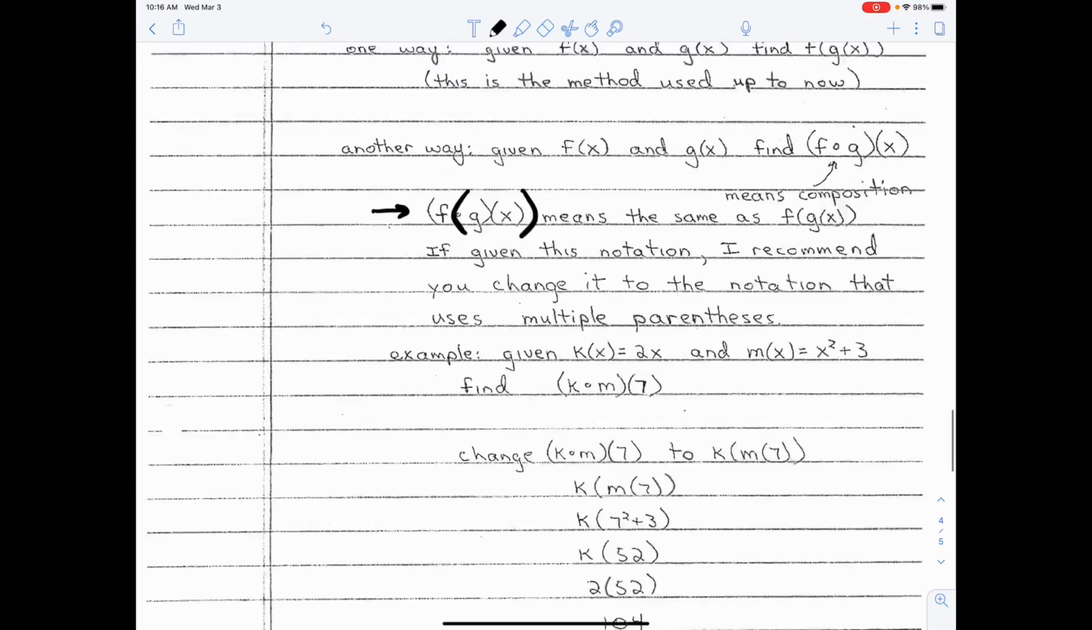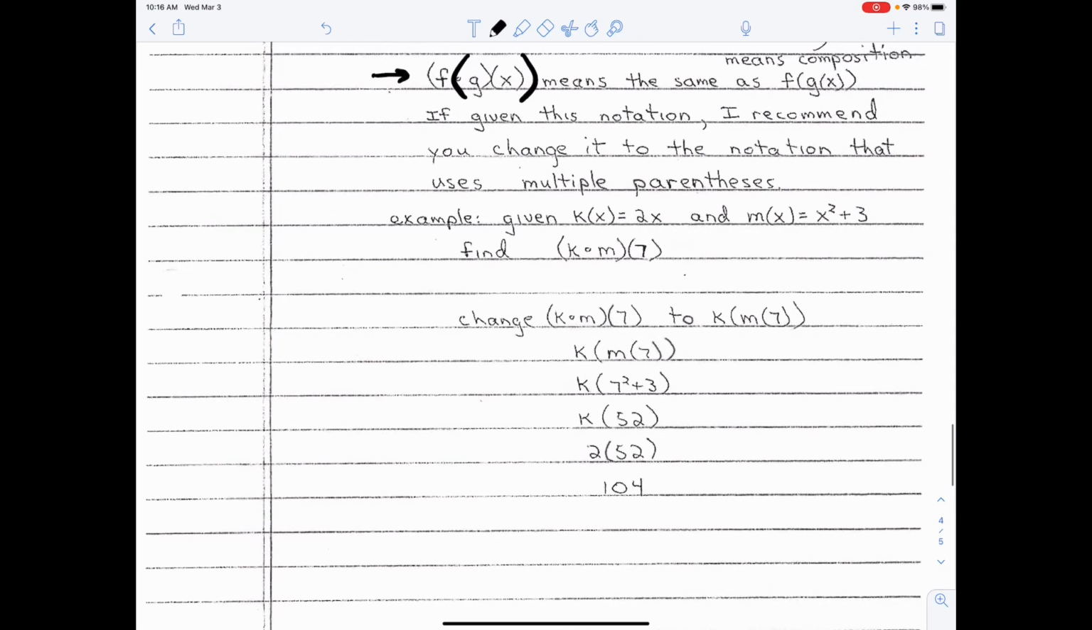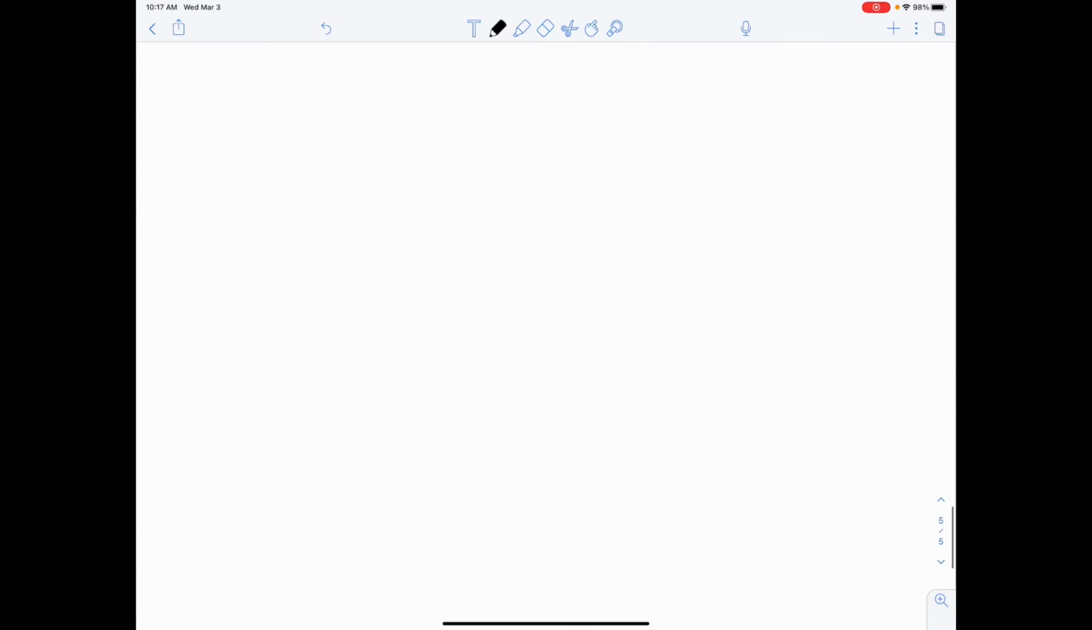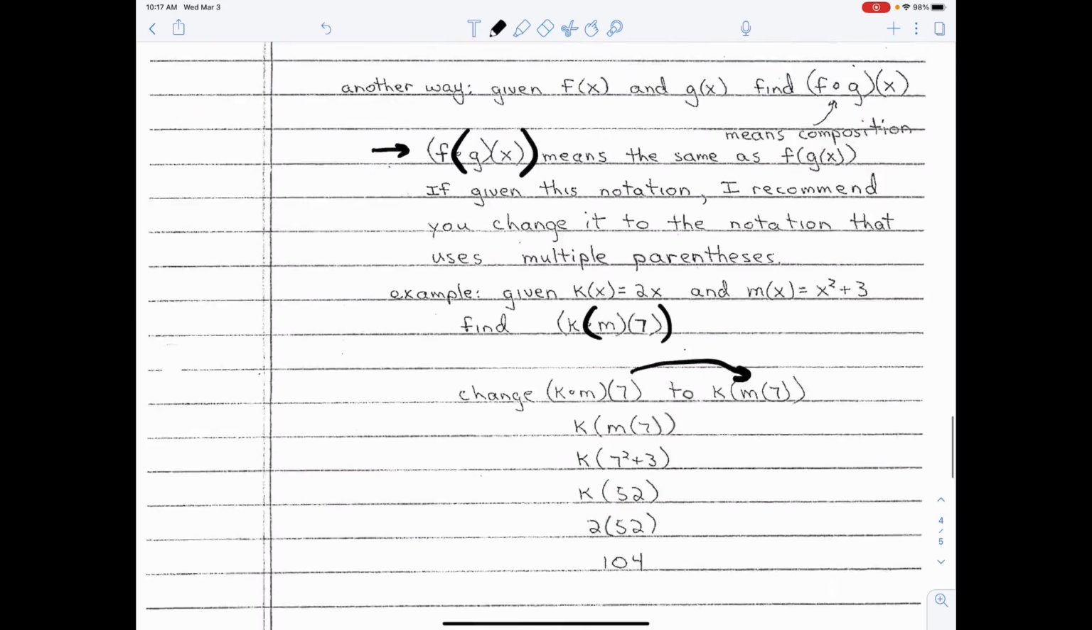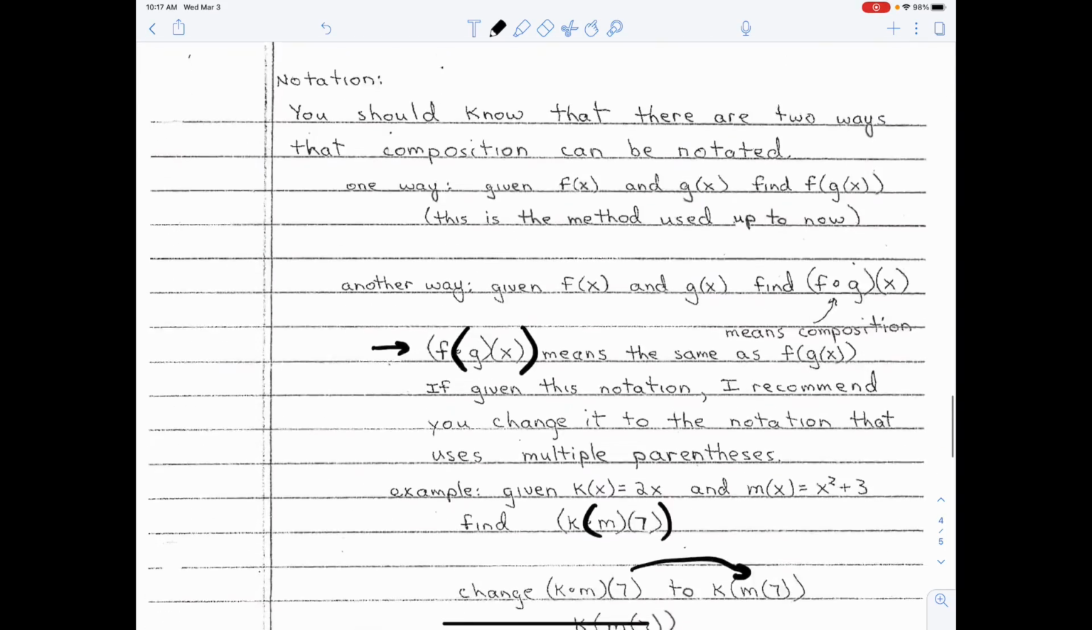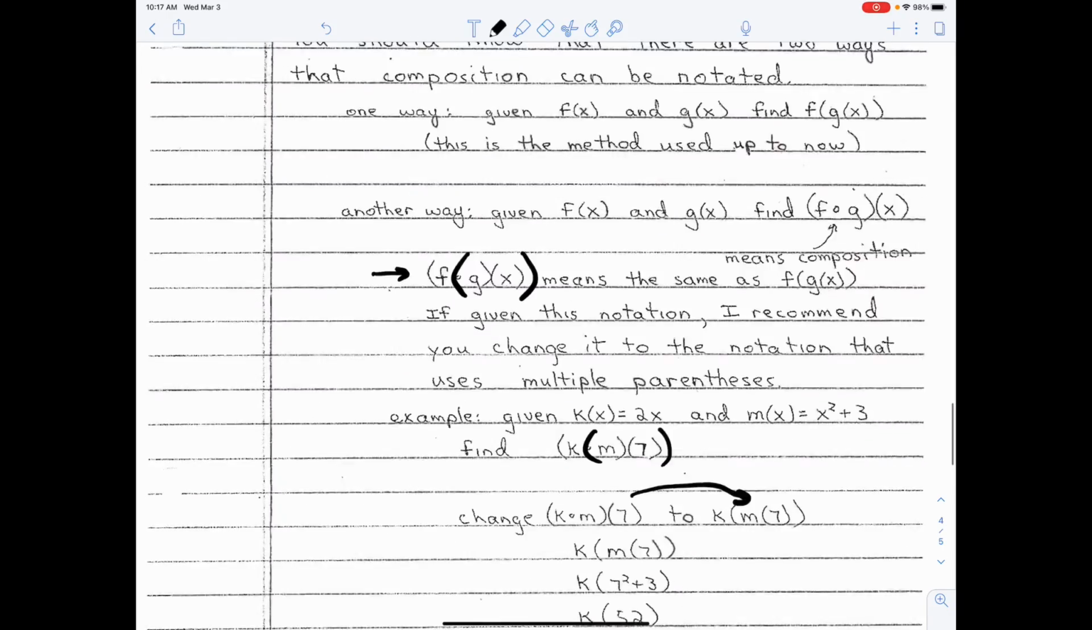Okay? So again, here, given k of x equals 2x and m of x equals x squared plus 3, find the k of m of 7. I just take my pencil, do that. So essentially what we're doing is we're changing it into that shape. So we find the m of 7 first, and then we find the k of 52. Okay? And that is it. That's just notation. I'm not telling you anything new as far as on this page about how to do the problems. It's just so you recognize the notation.